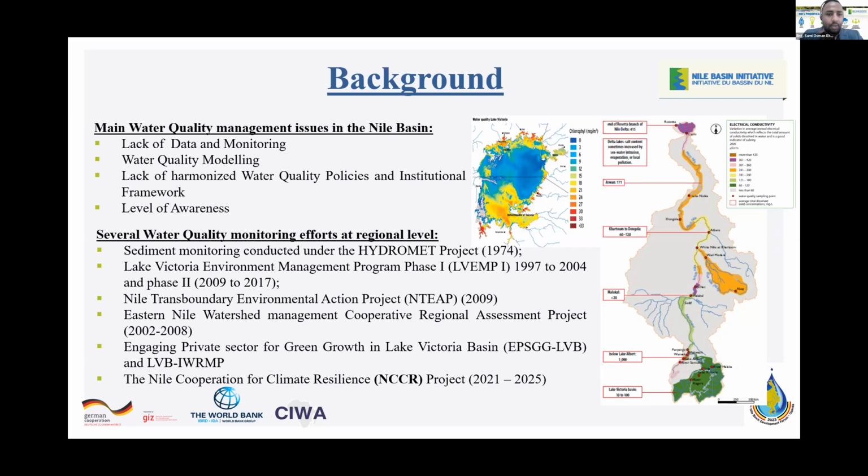In general, there are several issues in water quality management in the Nile Basin. Just to highlight some, we have lack of data and monitoring, lack of capacity in water quality modeling, lack of harmonized water quality policies, institutions and frameworks, and also a low level of awareness of the importance of water quality in the Nile Basin.